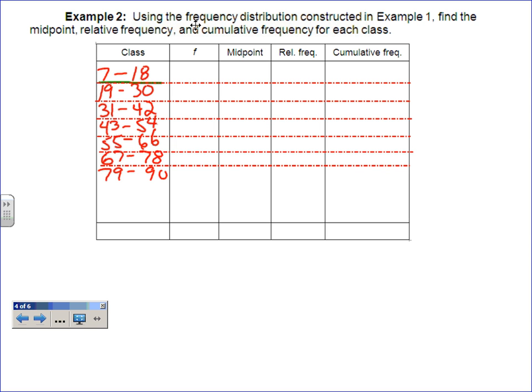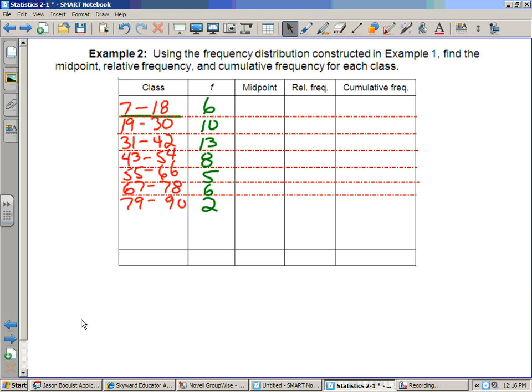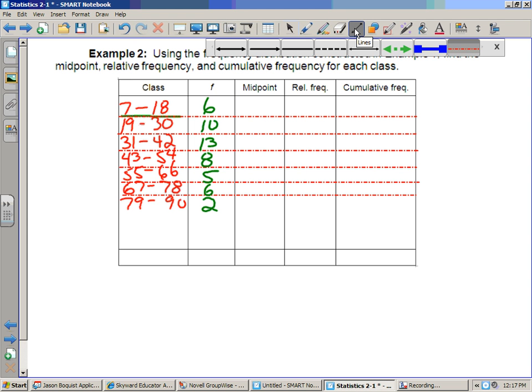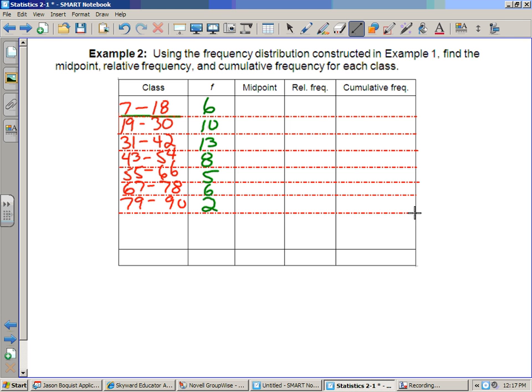So you can also put in those frequencies while you're at it, because this was 6. Remember, there's that F again. I probably should have seen if you remembered what that stood for. But you can put those frequencies in there again: 10, 13, 8, 5, 6, and I should have put another one in there too, 2. I'll go take care of that right now. There you go.